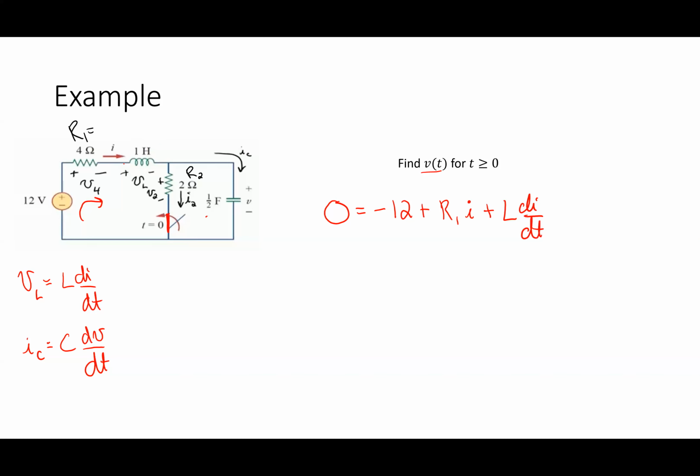All right, now I got this parallel combination of the resistor and the capacitor. So in my KVL, what should I write for that? Could you repeat that prompt one more time, Dr. Cox? Okay, so as I'm going around this outer mesh, I go minus to plus on the 12-volt source, then plus to minus on this 4 ohm resistor, then plus to minus on the inductor, and then plus to minus across the parallel combination of the resistor and the capacitor.